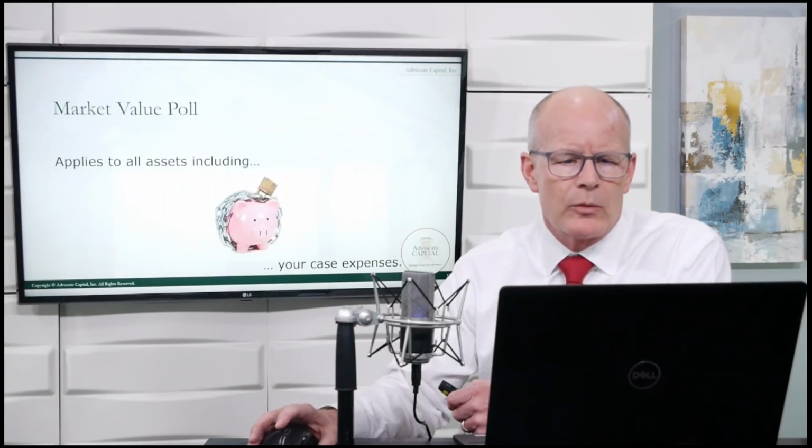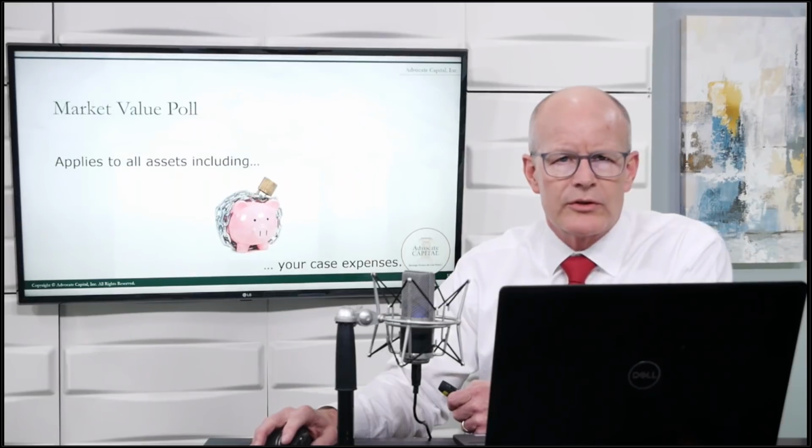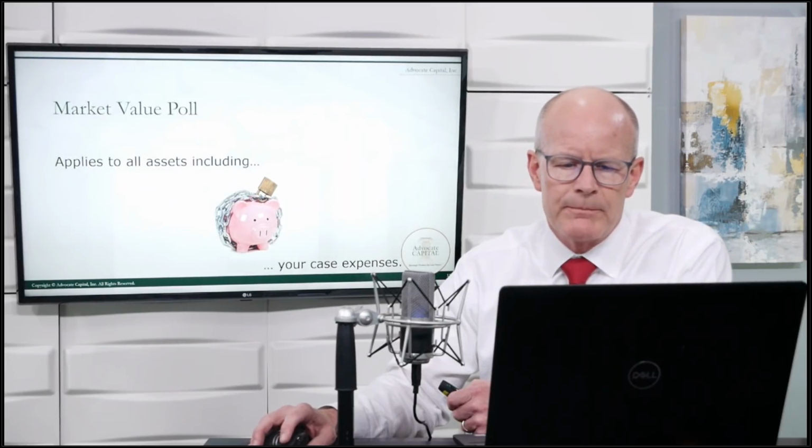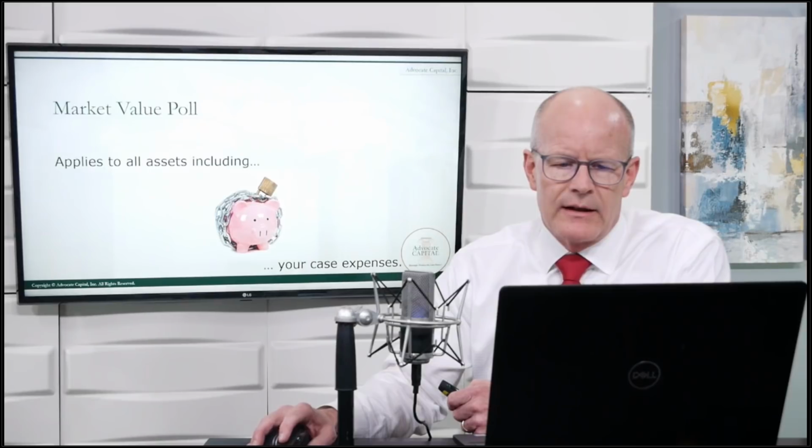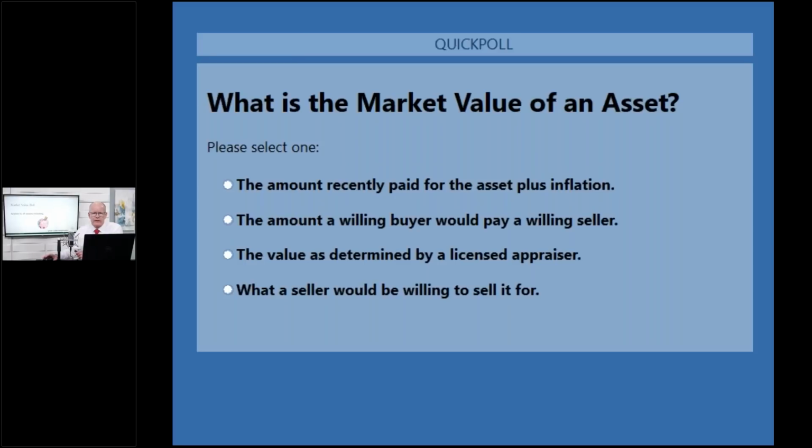Great. Okay, we're going to do another poll in just a moment because market value applies to all assets, including your case expenses. So let's do the next poll. And it's going to be, what is the market value of an asset? So you should see that pop up on your screen now. Is it the amount recently paid for the asset plus inflation? Is it the amount a willing buyer would pay to a willing seller? Is it the value as determined by a licensed appraiser, or what a seller would be willing to sell it for? So take a stab at that.